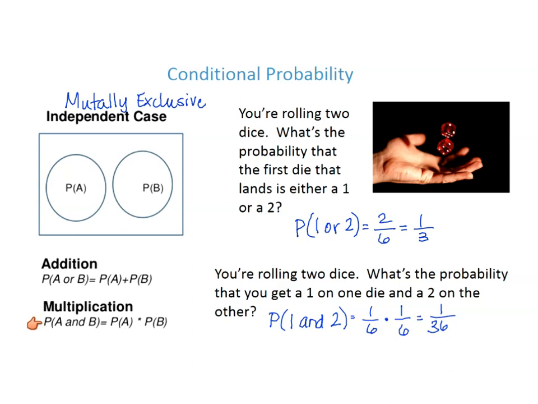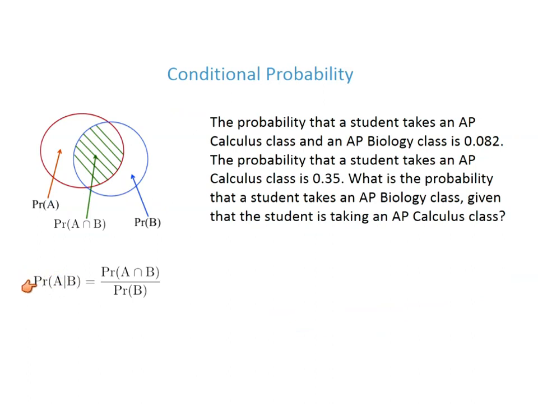So this is not conditional probability. These are independent cases, which means one event doesn't depend on the other. They are mutually exclusive. This is asking us for the probability of A given that B has already happened. So if we're given that B has already happened, that means that we are only looking in this circle, which is the event B, and that's our total, and that's why you see it in the bottom.